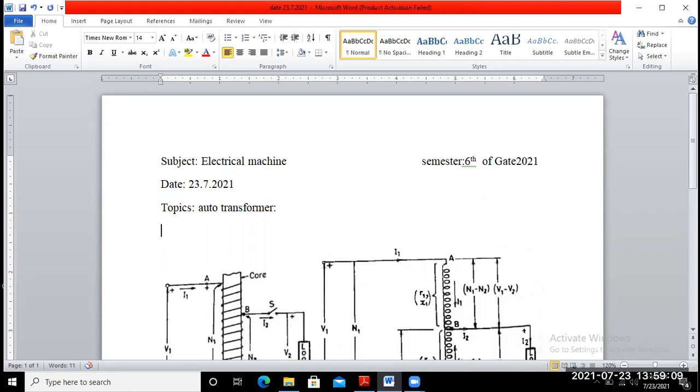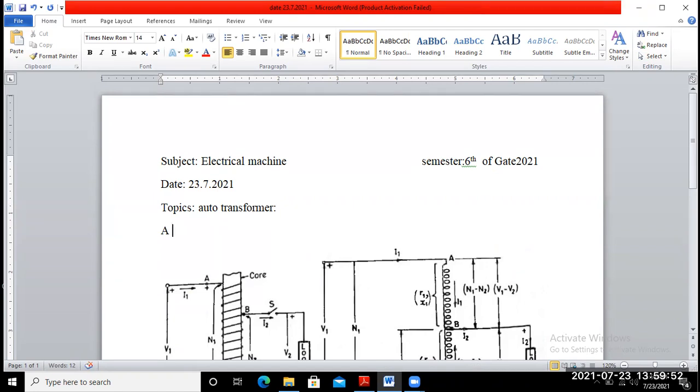So that means some part of the primary and secondary winding is common in the auto transformer, and that is known as the auto transformer. But in a conventional two winding transformer, the primary and secondary winding are not electrically connected. That means they are electrically isolated. But in an auto transformer, the two windings are not electrically isolated. That means some connection exists between the primary and secondary winding. Okay, so first you define the auto transformer.